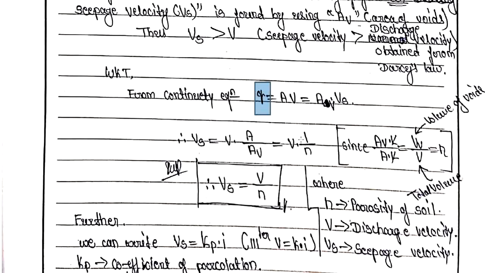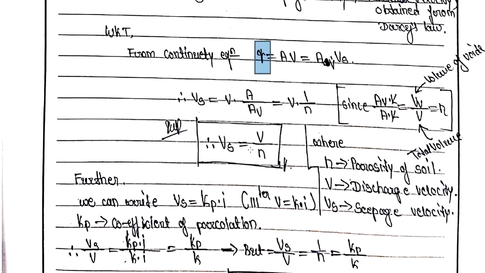That is why I am going to substitute A by AV is equal to 1 by N. So I can say that Vs is equal to V into 1 by N. So I can say that Vs is equal to V divided by N. So what is Vs over here? Vs is nothing but seepage velocity. What is V over here? V is nothing but regular velocity. Now what is N over here? N is nothing but porosity of the soil.